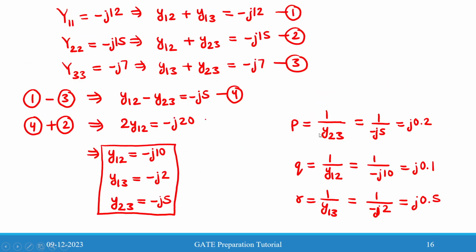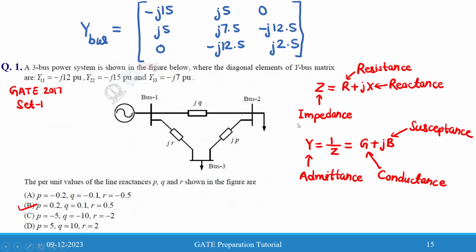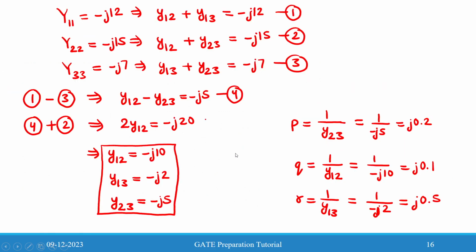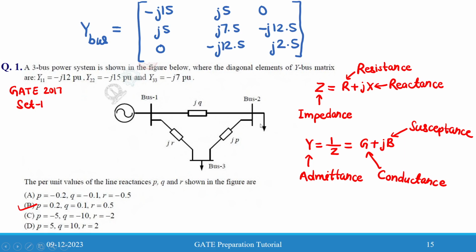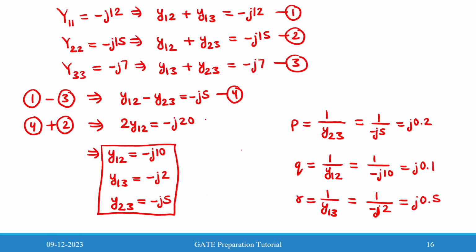So P is nothing but 1 divided by 2 3. These P, Q, R are the impedances. Yes, P, Q, and R are impedances. That's why we are taking one by them. Yes, correct. So these are the reactances. So we have to again do the reverse.